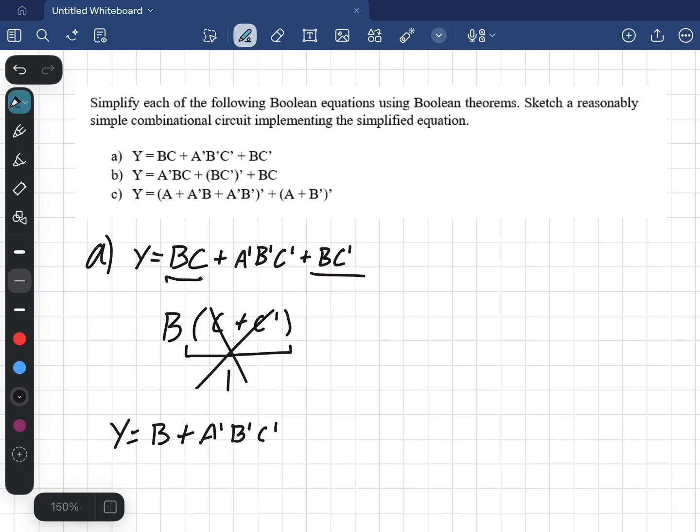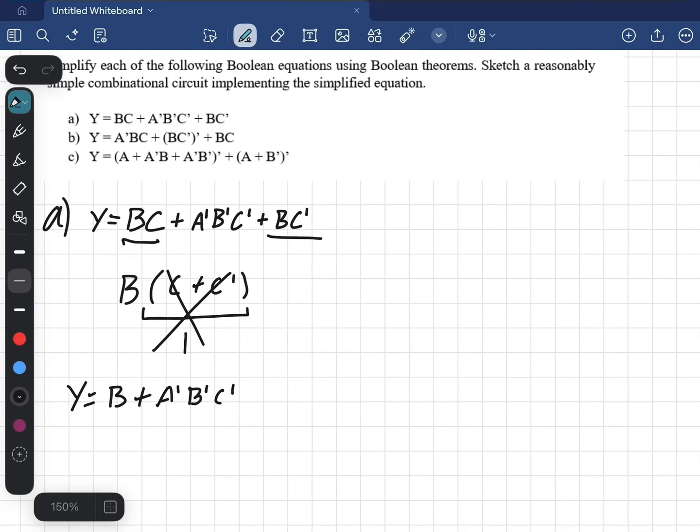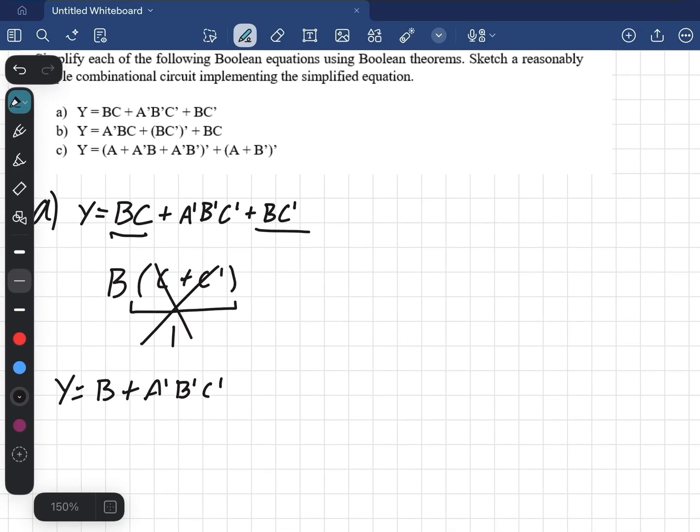Once we see this, we're left with a single literal B added to a product term that actually contains its own complement, B naught. This is a classic setup for the elimination theorem, which is a variation of the distributive law. Because B is already adding a logical 1 to the circuit whenever it's true, having B naught in the neighboring term would be redundant. So the B naught term will drop out completely, leaving us with our final expression of Y equals B or A naught, C naught.